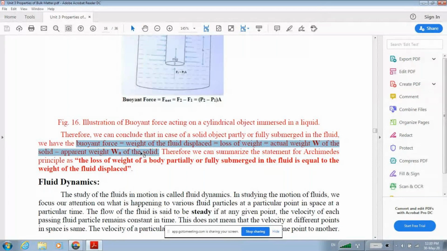So ultimately, how can we finally conclude the Archimedes principle? We can conclude that the loss of weight of a body partially or fully submerged in the fluid is equal to the weight of the displaced fluid. Is it clear? So this is the final statement of the Archimedes principle. The loss of weight of a body partially or fully submerged in a fluid is equal to the weight of the fluid displaced.